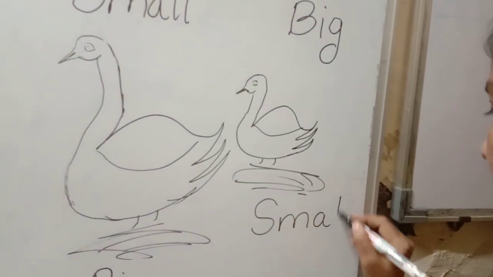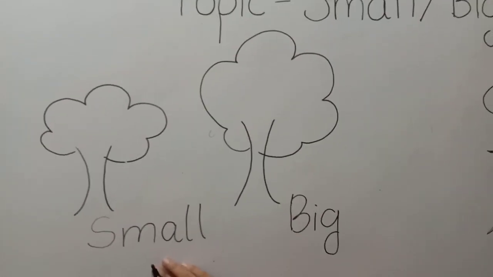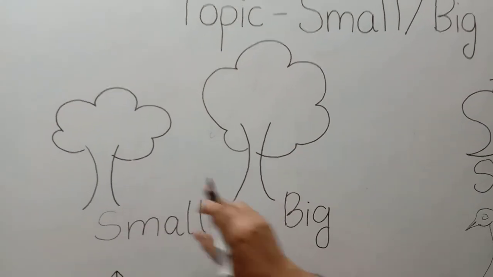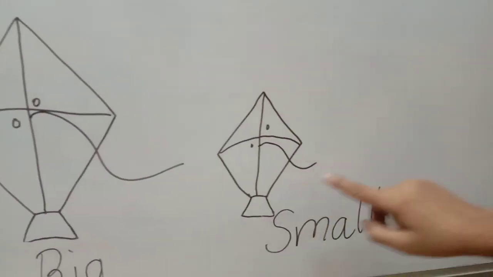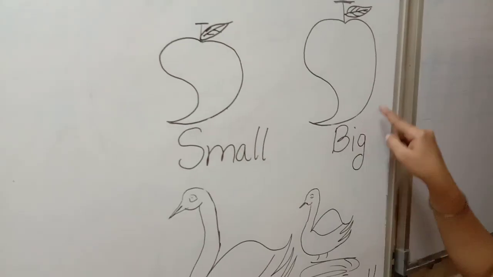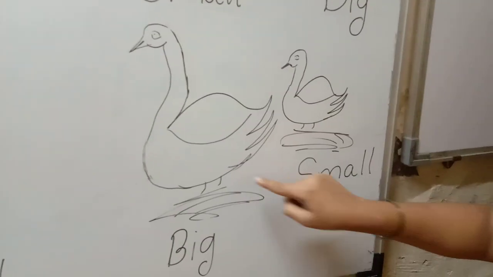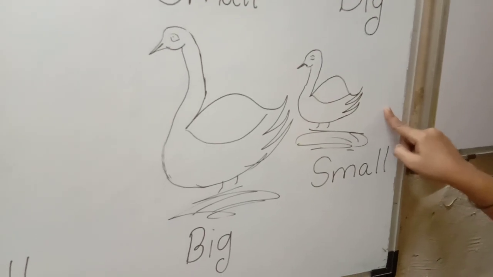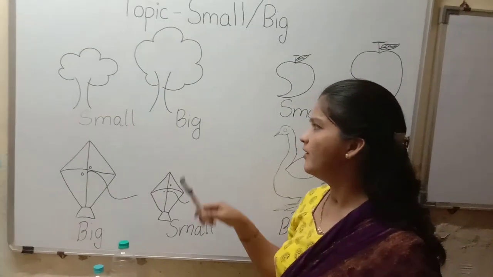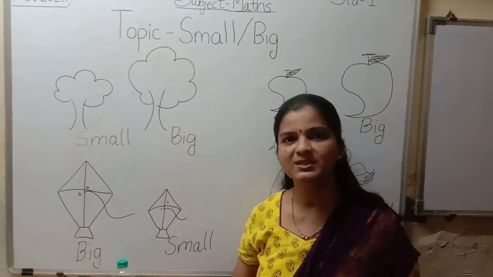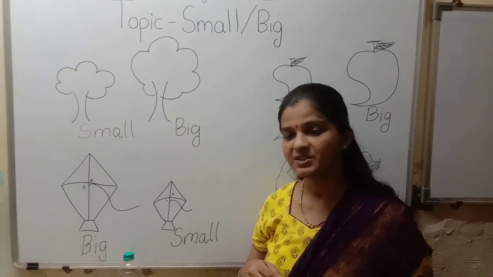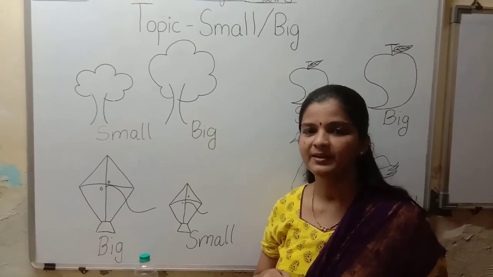Okay. Now children, let's go again towards these pictures and we will again say which is small. Small tree, big tree. Big kite, small kite. Small mango, big mango. Big duck and small duck. So now children, I hope you have got a little bit of idea of the concept of small and big. It will be more clear for you when I show you some objects with which you are very much familiar at your home.